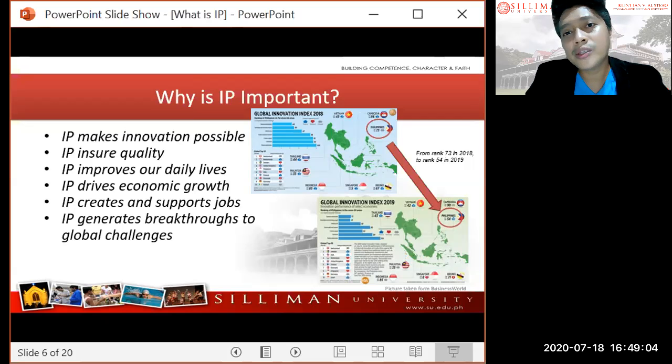Now, the next one. The importance of IP is to ensure quality. We know that if there are intellectual property rights, there are mechanisms to protect your creation. Therefore, substandard duplicates and imitations are prohibited. It prevents pirated and copyrighted products from being produced, manufactured, and even marketed.